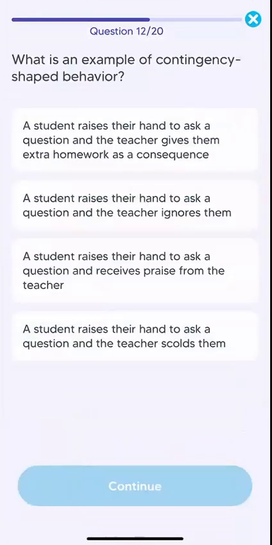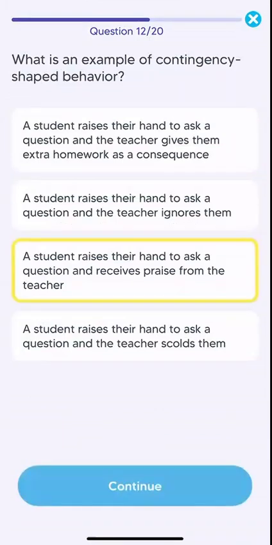What is an example of contingency shaped behavior? A student raises their hand to ask a question and the teacher gives them extra homework as a consequence. A student raises their hand to ask a question and the teacher ignores them. A student raises their hand to ask a question and receives praise from the teacher. A student raises their hand to ask a question and the teacher scolds them.